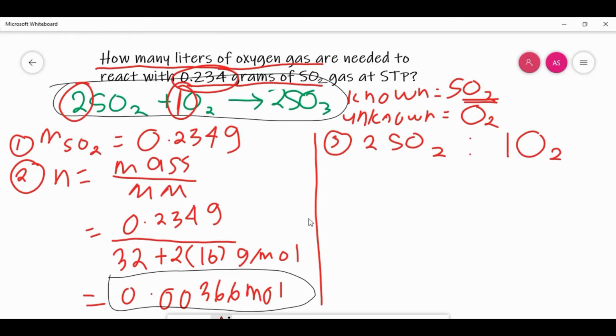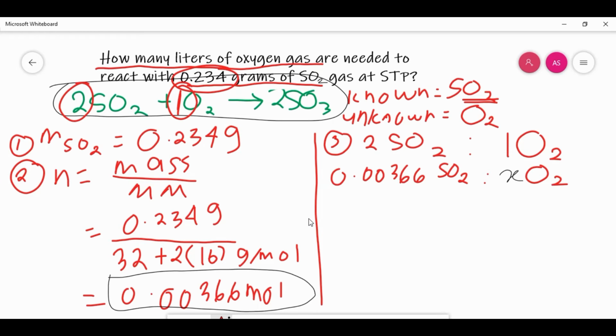So, from step 2, kita tahu yang kita ada 0.00366 SO2. Now, we would like to find the new mole for the O2. So, kita denote dia dekat situ sebagai x O2.